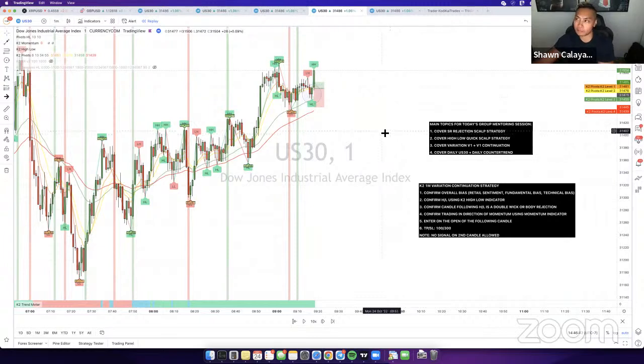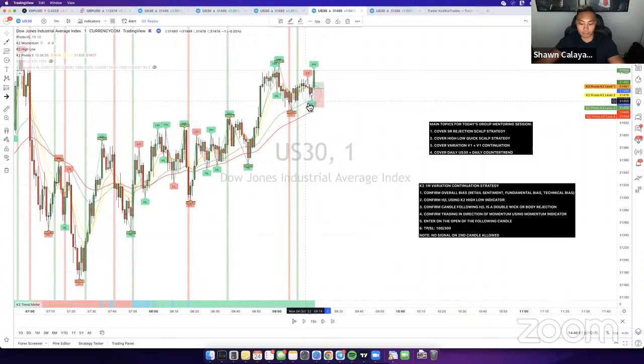So super simple, not a very difficult strategy. The only difference is, for the variation, you need a pending momentum. For the continuation, you don't need a pending momentum at all. You're just trading the direction of bias.